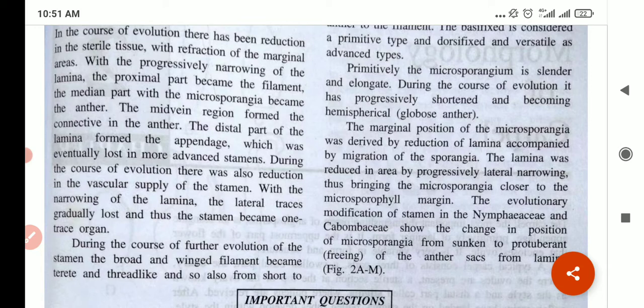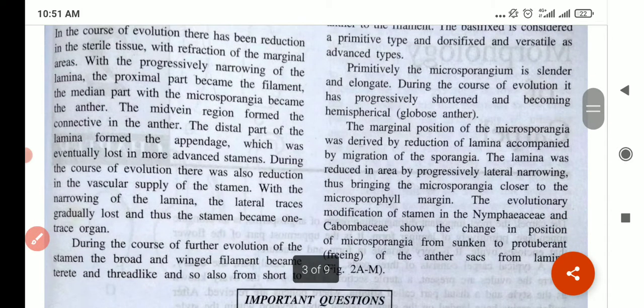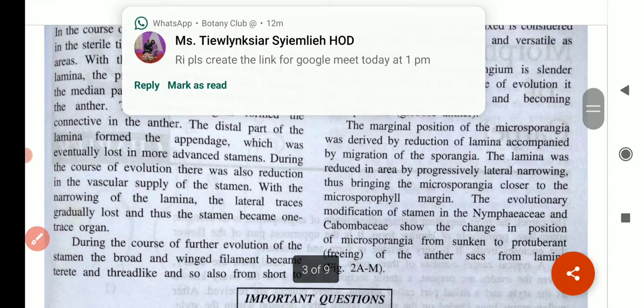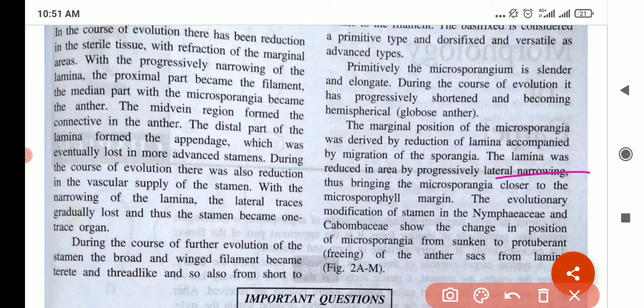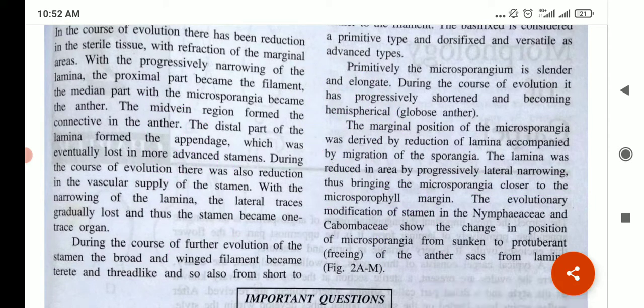Okay, then the lamina was reduced in area. Okay. It's reduced in area by narrowing, thus bringing the microsporangia closer together. So obviously, if the surface became more and more narrow, these microsporangia will come more and more close together. So with this, this part is done, morphology and evolution of stamen.